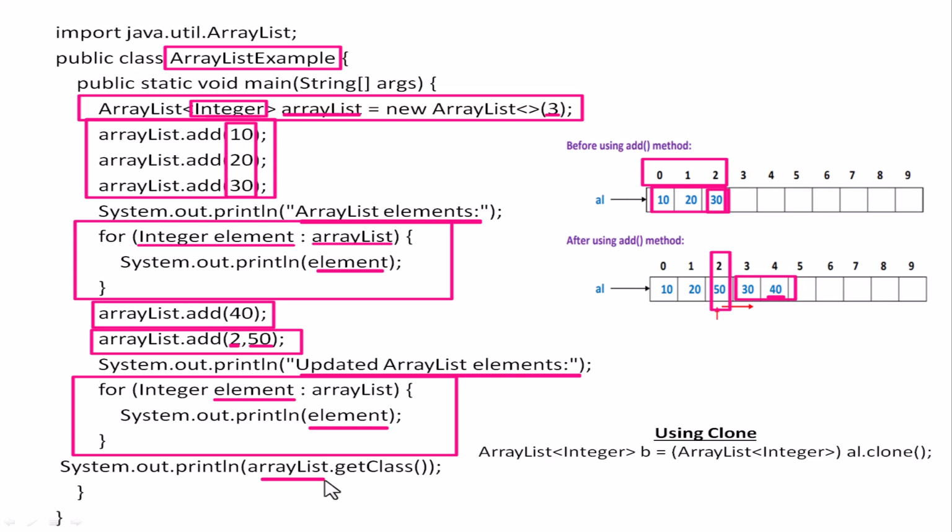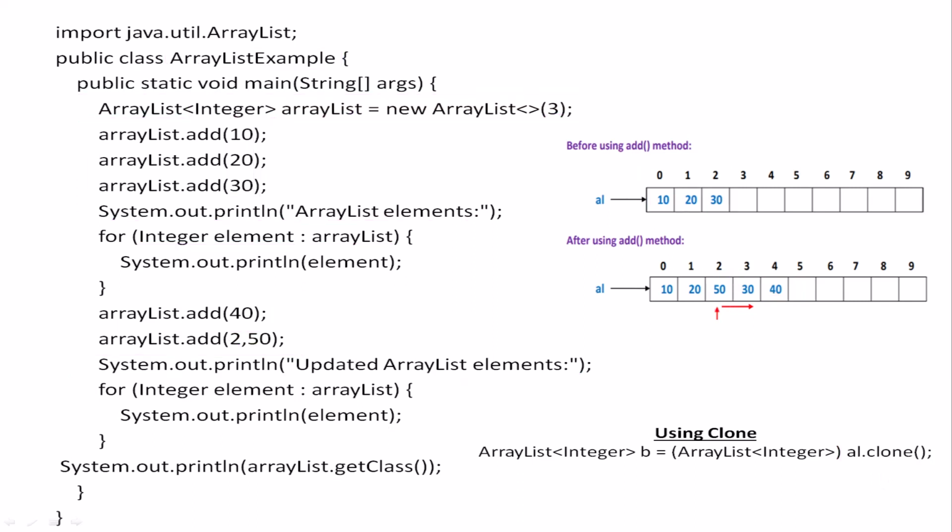Finally we are going to print array list dot get class, which gives the particular class of the elements we have. For example, if you want to clone an array list, at the end of the list, integer, instead of a method we are using an object al, so al dot clone. What is al? Al is the array list object which we are using. By using al dot clone, we are going to add it.